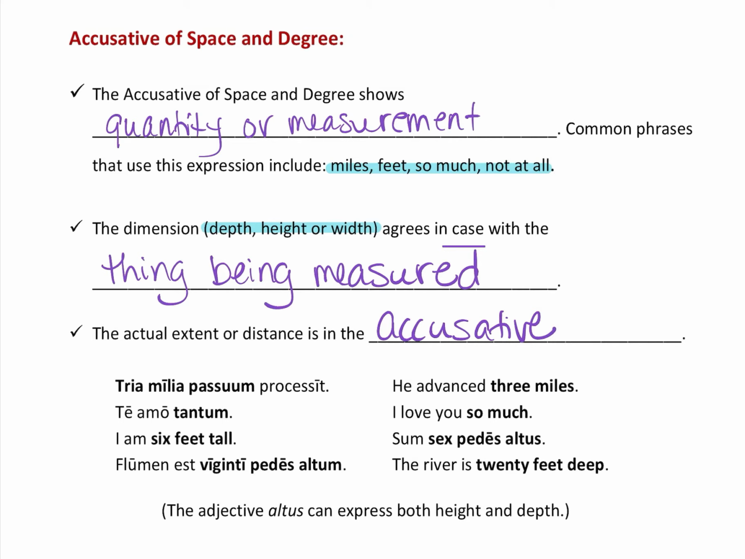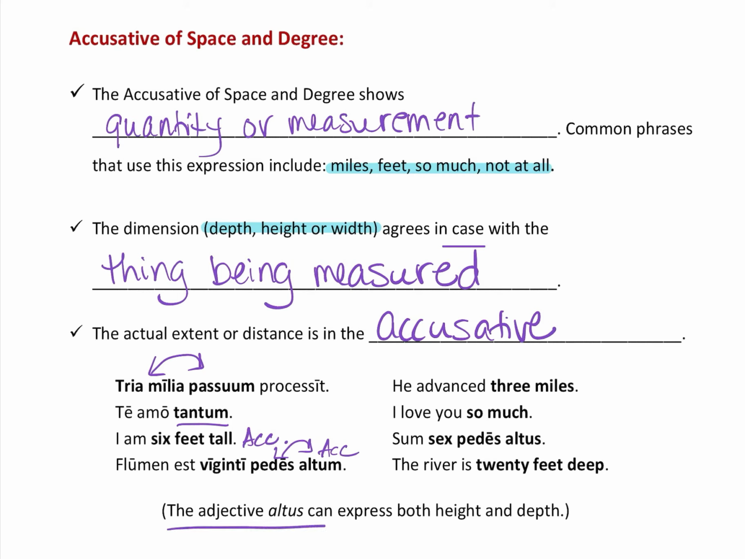Okay? So, tria milia passuum processit. He advanced 3 miles. So the actual extent or distance is in the accusative. So here we've got, it's matching right here. I love you so much. Again, in the accusative. I am 6 feet tall. Again, all in the accusative. And flumen est viginti pedes altum. The river is 20 feet deep.